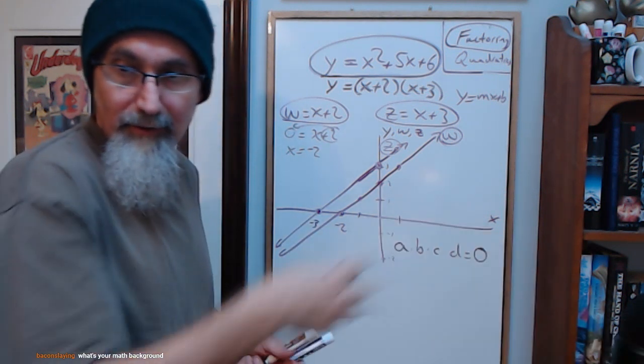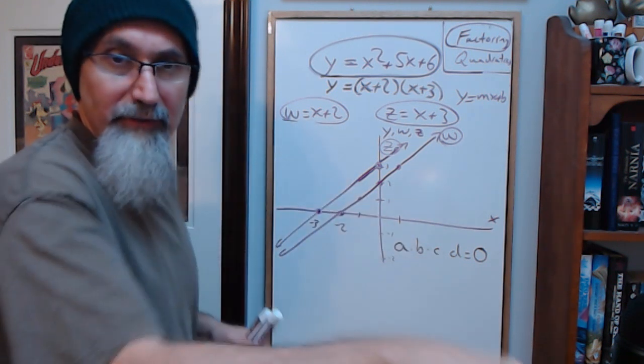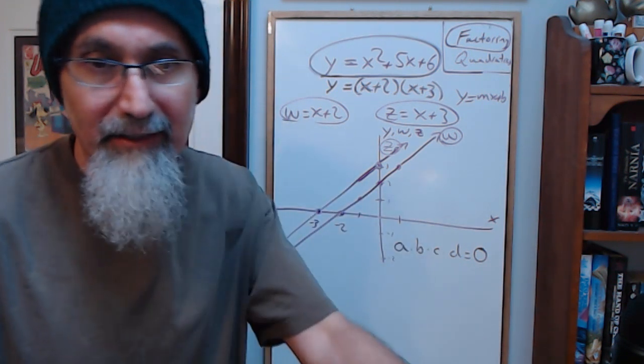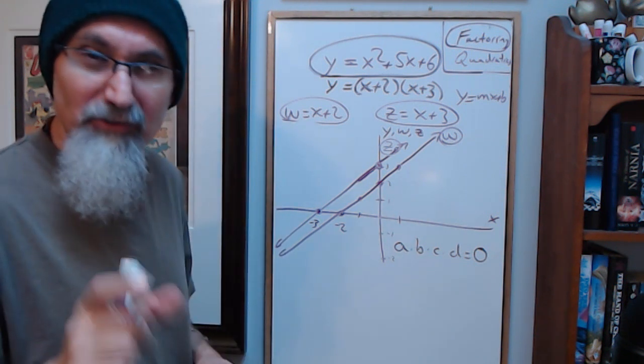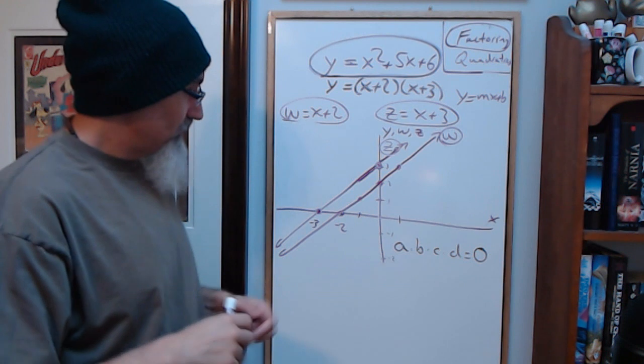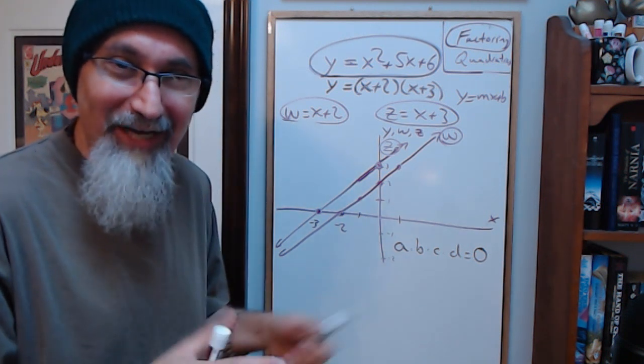Right? Cool. What's my math background? I got my degree in geophysics and a minor in mathematics. And I've been teaching math for like 20 years plus. High school mathematics only. Right? It's not very high. I just know how to teach high school math.